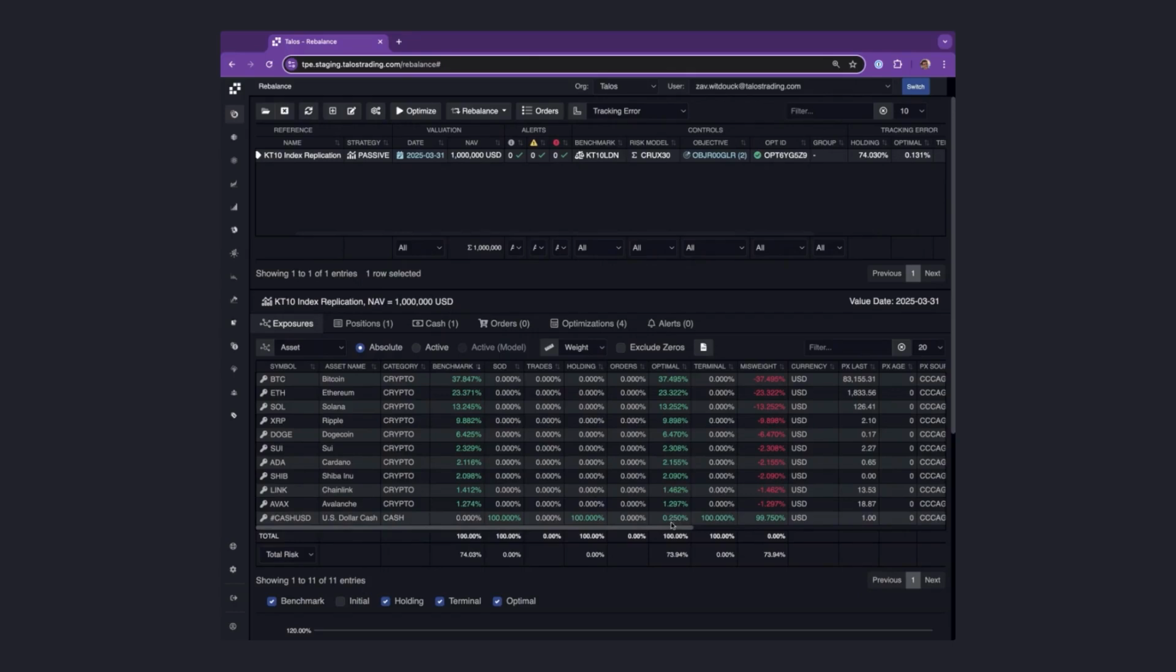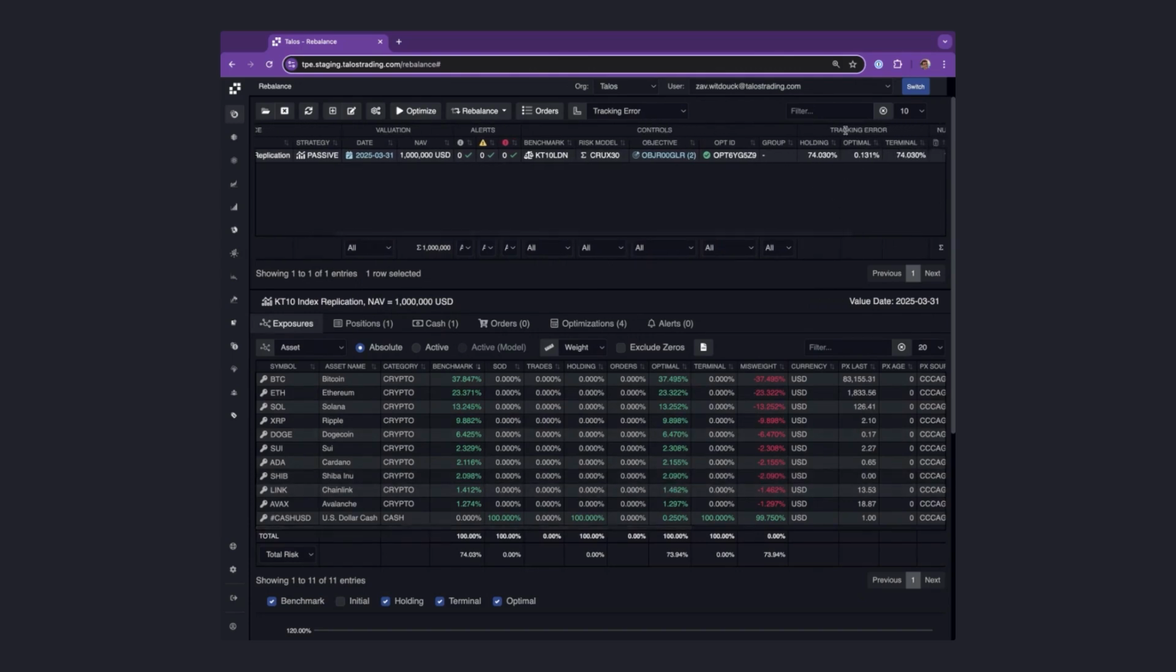So you can see it's left us 25 basis points in cash, and then invested the remainder across the different tokens. And it's not done that in just a pure pro rata fashion. It's done that using the risk model in order to upweight and downweight names in order to minimize tracking error. And we can actually see here, if we go to the top right of the screen, that the optimal portfolio brings our tracking error down to 13 basis points. And obviously most of that tracking error is going to be attributable to the 25 basis point cash drag.